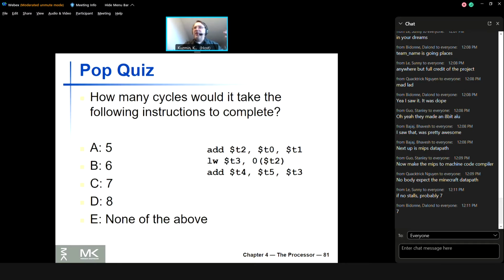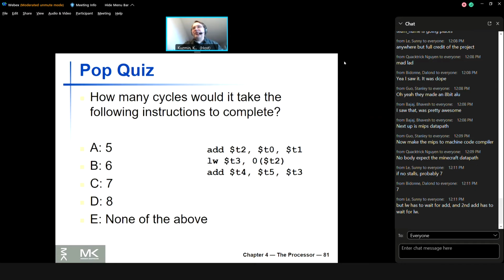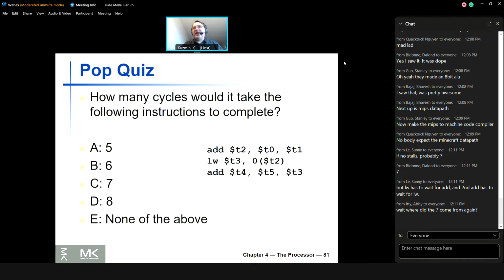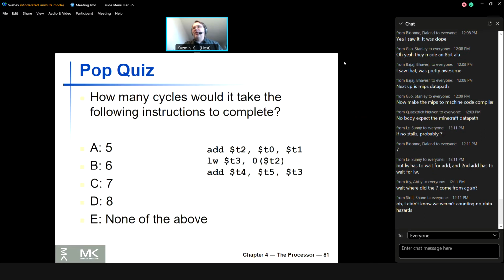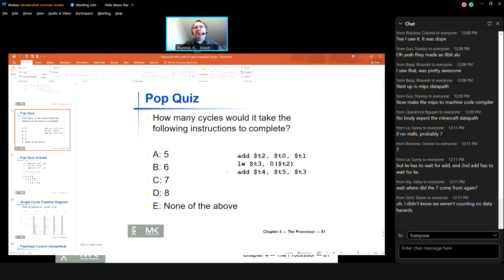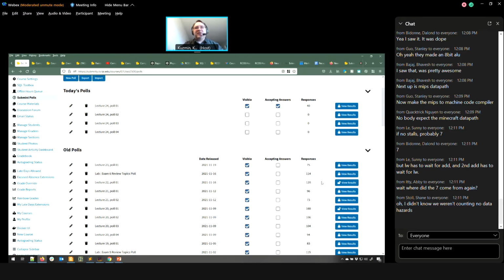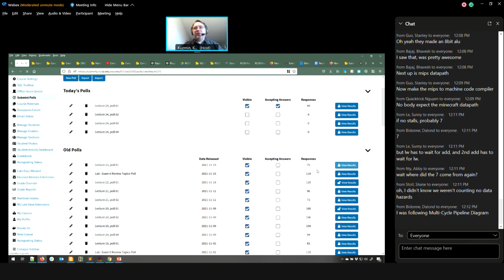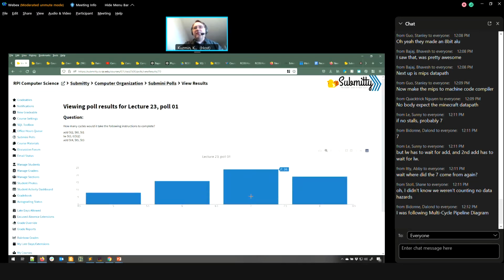And if we have some hazards, then that would require that we stall the pipeline, so it would be more. Yeah, exactly, there is a hazard here. 7 was just the majority vote. It's a pop quiz from last time, and the majority of people voted for 7. I'm wondering where 7 is coming from, why most people thought this one. Yeah, 24 people voted for 7, more than for 8.